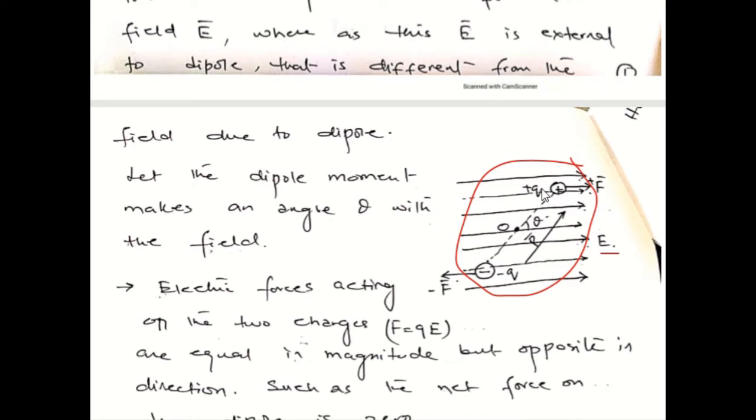So the force on the positive charge will be towards the right side, and the force on the negative charge will be towards the left side. In this figure we can see an angle, the angle that this dipole makes with the field in this position. Suppose we consider the scenario when the dipole is placed at this position making an angle theta with the electric field. Here the force is equal to QE. Obviously we are talking about electric force here.